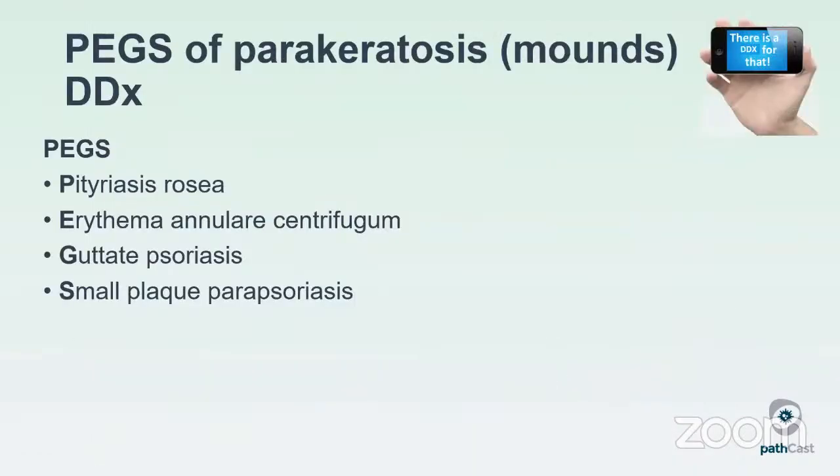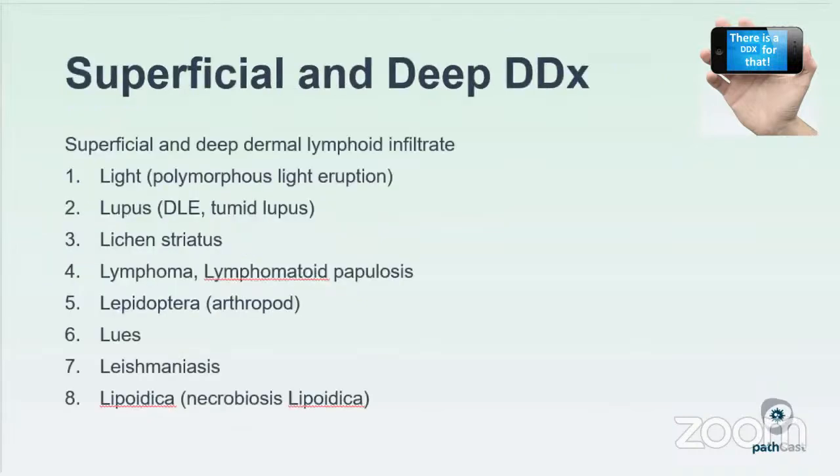Pegs of parakeratosis is just another cute one that I like. So this is where you see mounds of parakeratosis. Think pegs: pityriasis rosea, erythema annulare centrifugum, guttate psoriasis, and small plaque psoriasis.